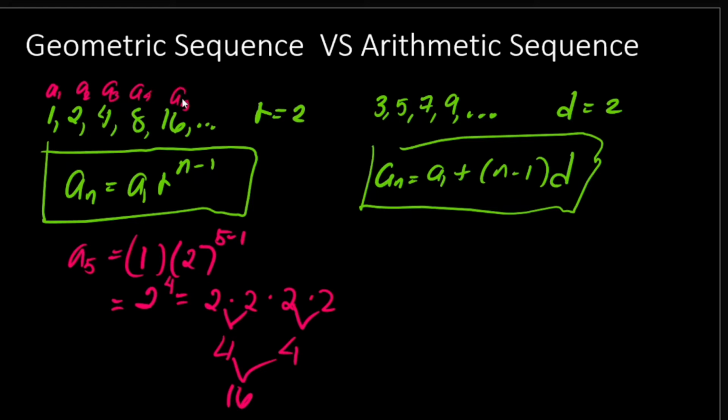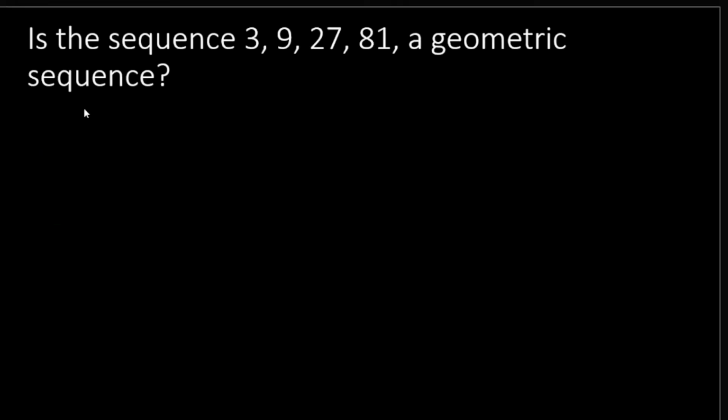So as you can see, the general formula for the geometric sequence works. You can get any term in the geometric sequence using this formula. A geometric sequence is a sequence whose terms have a constant ratio, and an arithmetic sequence is a sequence whose terms have a constant difference. Let's try to answer some of the problems related to geometric sequence.